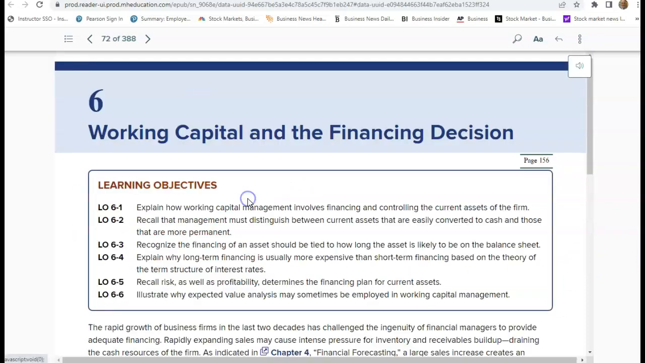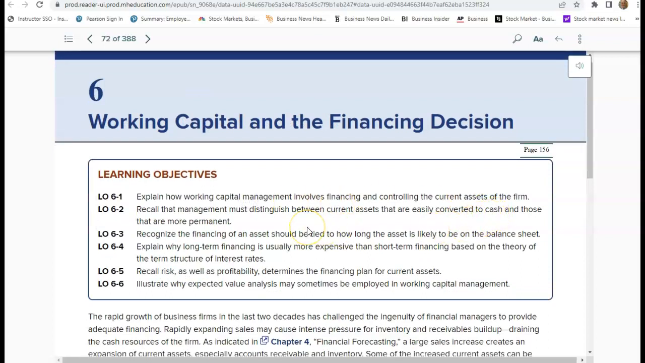So let's look at chapter 6. We're going to talk about working capital and the financing decision. We're going to explain how working capital management involves financing and controlling the current assets of the firm. Okay. I want you to recall that you have to make a distinction between current assets, or the ones that are easily converted to cash, and those that are more permanent. And we make different decisions for each of those asset classes.